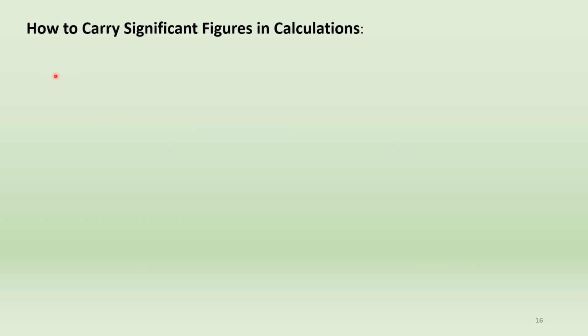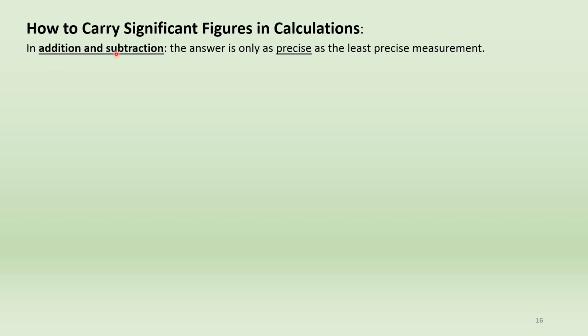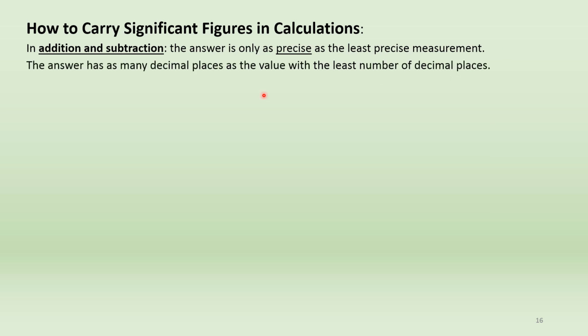So we've seen that in the case of multiplication, division, roots, and powers, we report our answer to as many sig figs as the number with the least number of sig figs in the calculation. But for addition and subtraction, it's different. The answer here is only as precise as the least precise measurement, which is another way of saying that the answer will have as many decimal places as the value with the least number of decimal places.